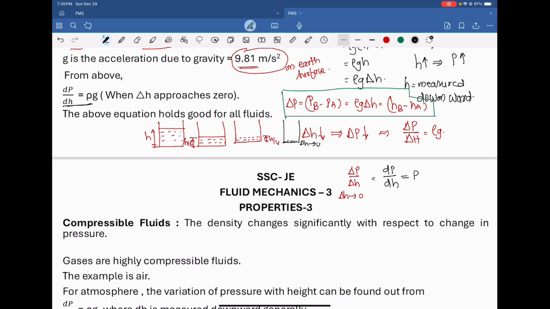Delta P by delta H is equal to dP by dH. You can even call it dP by dH. Delta P by delta H is equal to dP by dH is equal to rho g, because P is equal to rho g H, which implies P by H is equal to rho g.